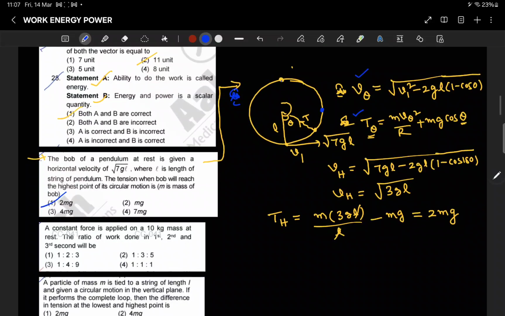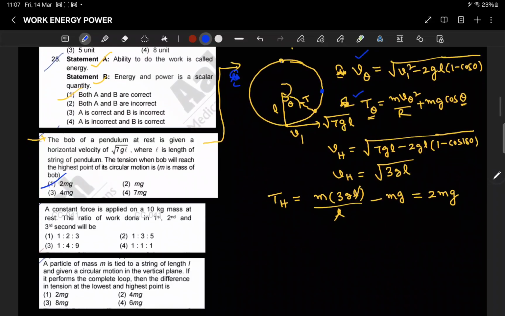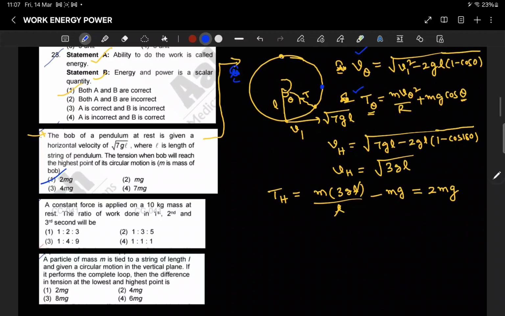I think everyone is clear on this problem. Next one, students. Next little easy only. A constant force is applied on a 10 kg mass at rest. Ratio of work done. Constant force, students.